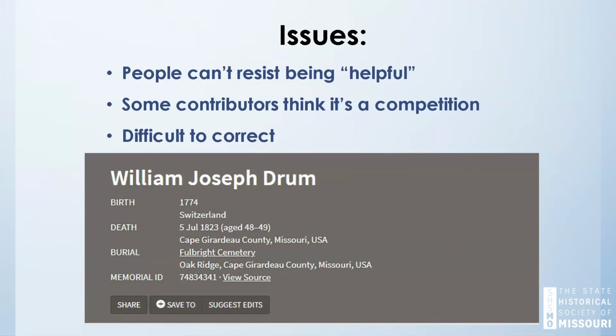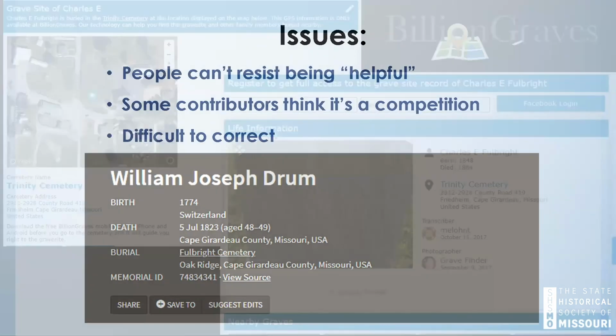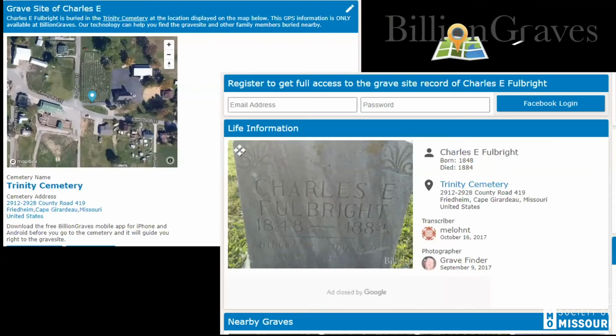Some contributors think it's a competition. They want to get all the names they can on Find a Grave. And it gets to be impossible to correct. Here's a Billion Graves example. And again, good information, shows you the location, photograph of the stone. It's only the stuff that's on the stone.